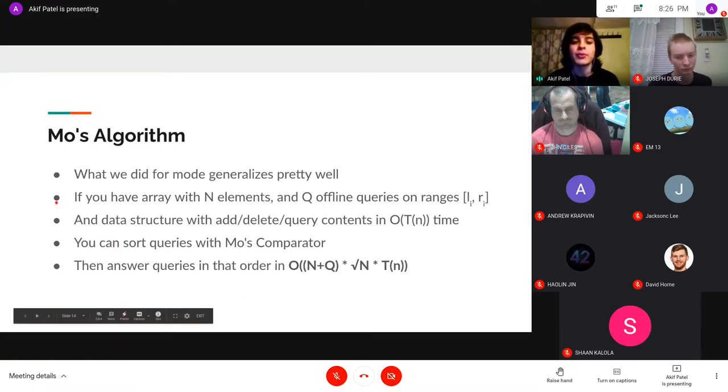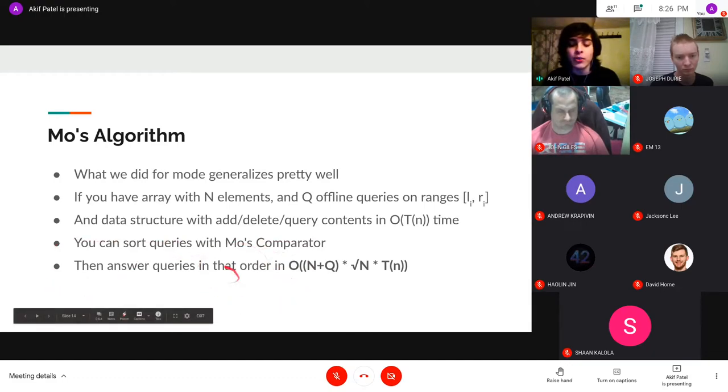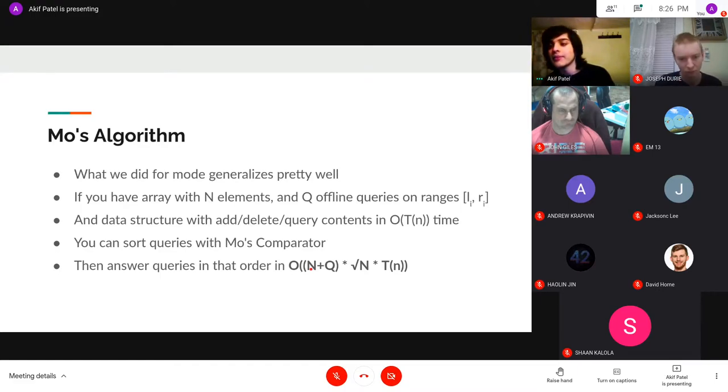In general, if we have some array with n elements, and we're given q offline queries on ranges li to ri, and we have some data structure with add, delete, and query contents operations, each taking O of T of n time, exactly like we did for mode, then we can sort all the queries with Mo's comparator and answer all the queries in that order, which will only take n plus q times root n times T of n time. That's exactly what we did for mode, it's just I'm expressing it in a general way.